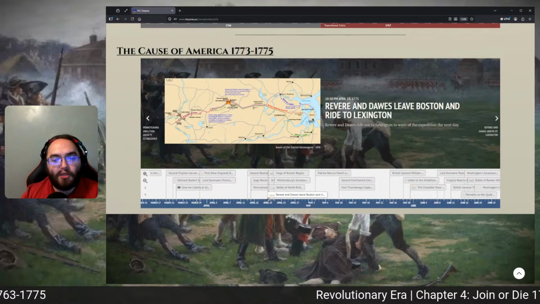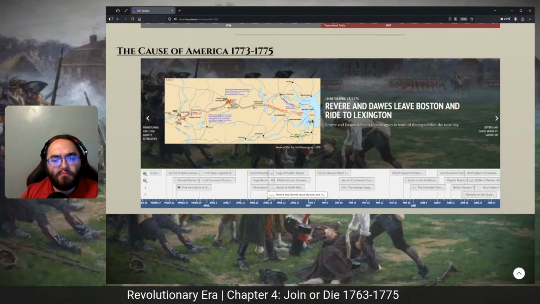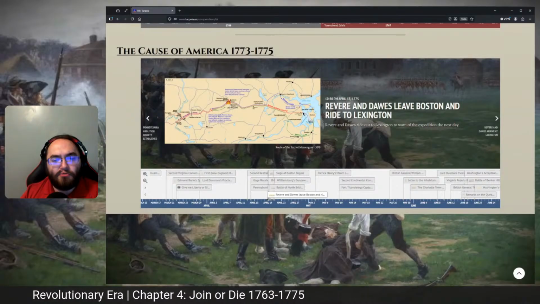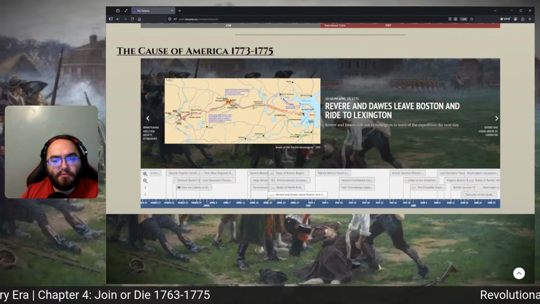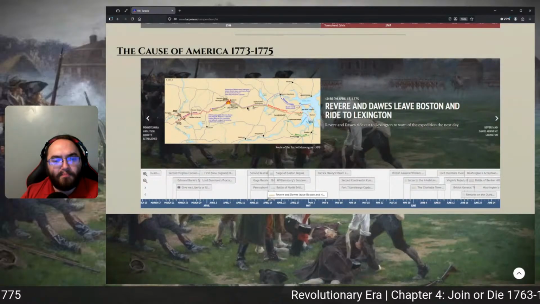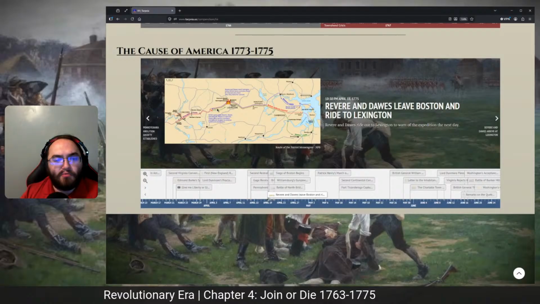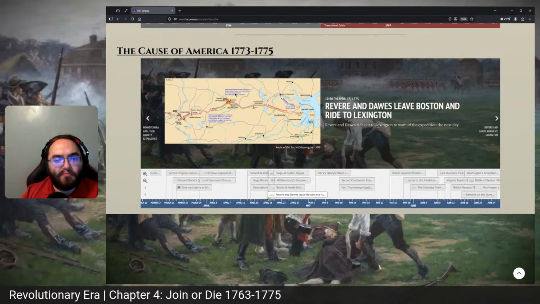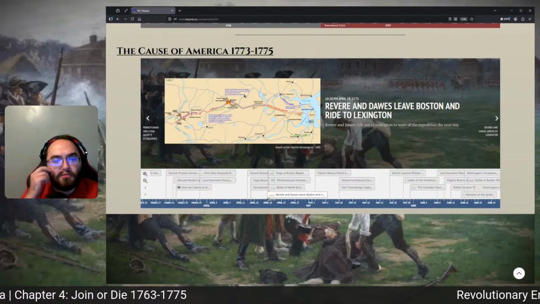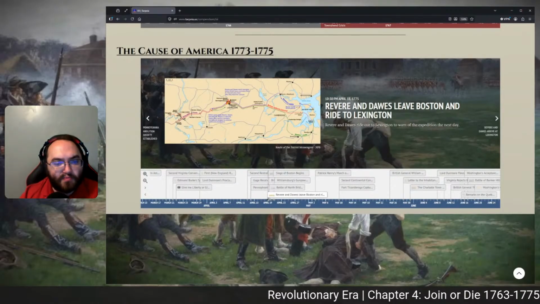And the British, they do something weird. They go by boat, travel to the land, and then they walk all the way over here. And so Revere and Dawes reach Lexington before the British leave Lechmere Point. Dr. Prescott joins them, so it's 3 men.